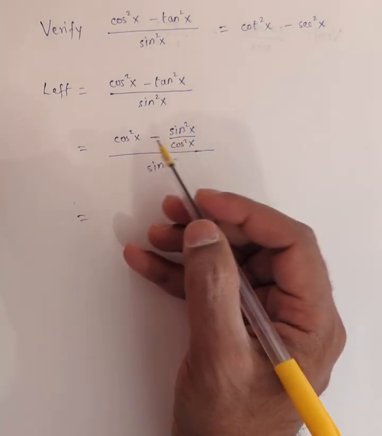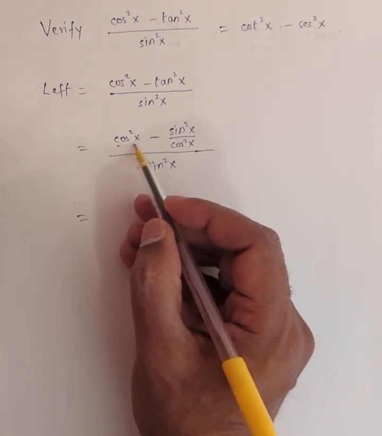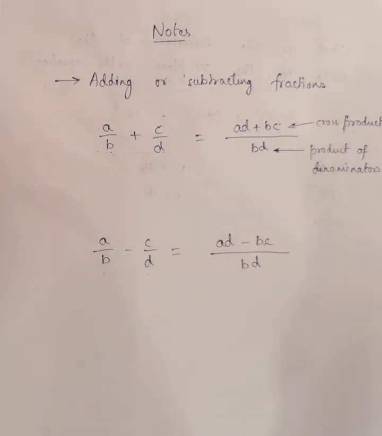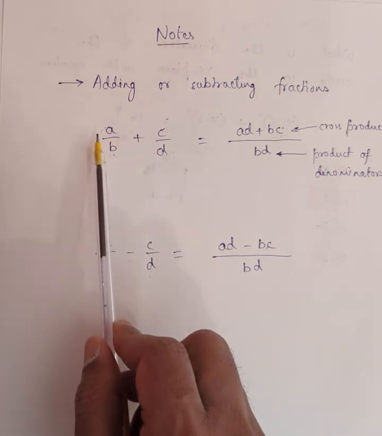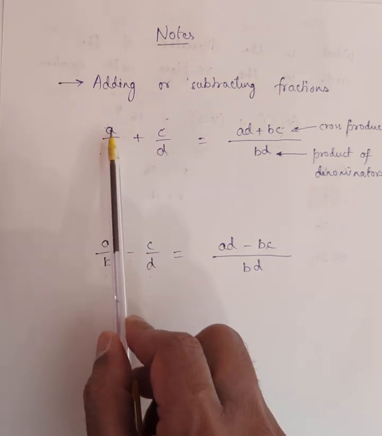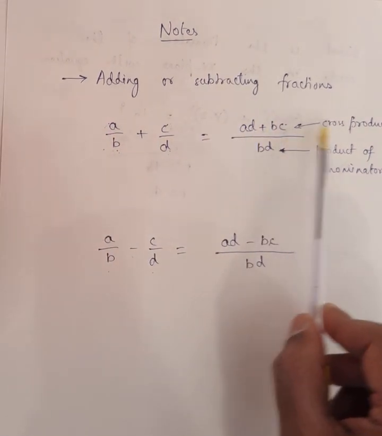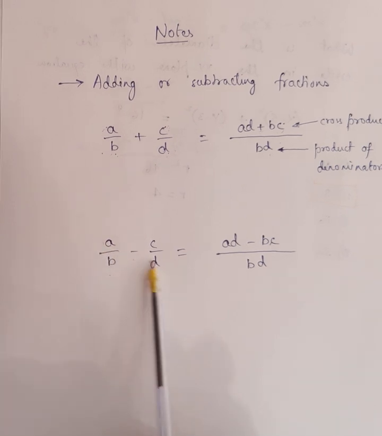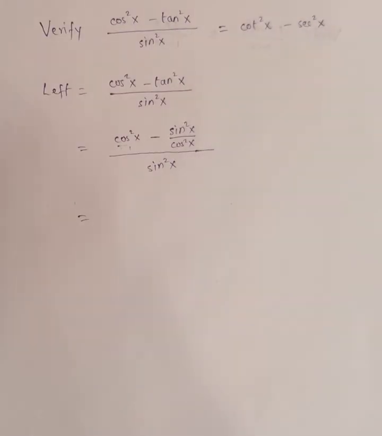Now cos square x is not a fraction, but we can always convert it to a fraction by thinking of this as over 1. And how do you combine two fractions? Well, adding or subtracting fractions is rather fast if you do it this way. Your numerator is going to be the cross product. So if it is a over b plus c over d, you take AD plus BC for your numerator, which is the cross product, and your denominator is just BD. But if it's minus, you write AD minus BC for the numerator. Denominator is still the same. It's BD, product of the denominators.